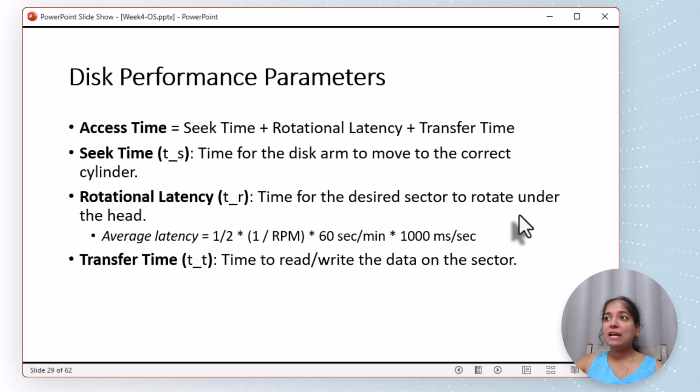How can we check what my disk performance should be? There are metrics which we use. It is the access time, which is the addition of seek time plus rotational latency plus transfer time. Seek time is moving the disk head to the correct cylinder. Rotational latency is waiting for the sector to rotate under the head. Transfer time is reading or writing the actual data. So these parameters directly affect your disk speed.